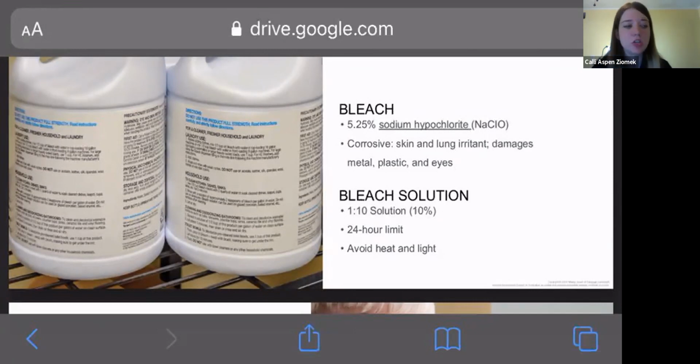It has to get changed out every 24 hours. And then obviously you want to avoid heat or light or anything like that, because that makes your disinfectant less potent. So those are also things to take into account if you don't want to try and go through all these different disinfectants. Bleach is also a very safe solution to go with.